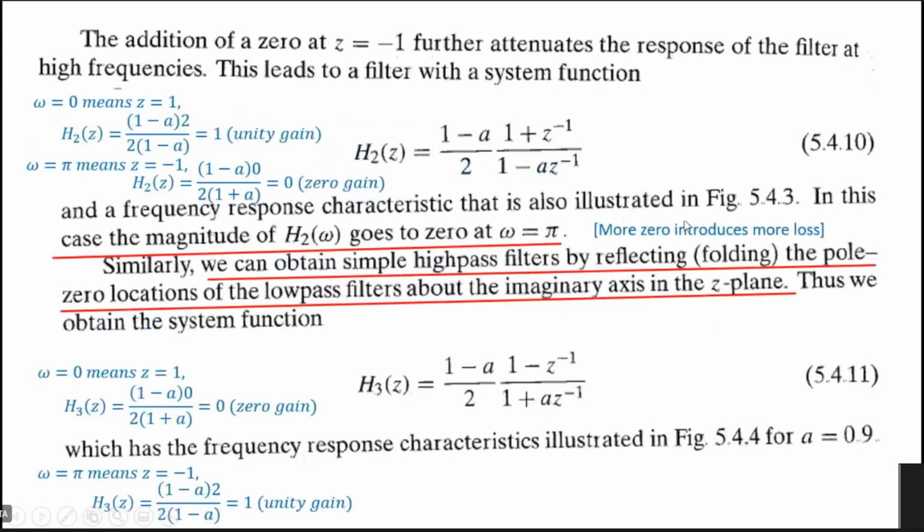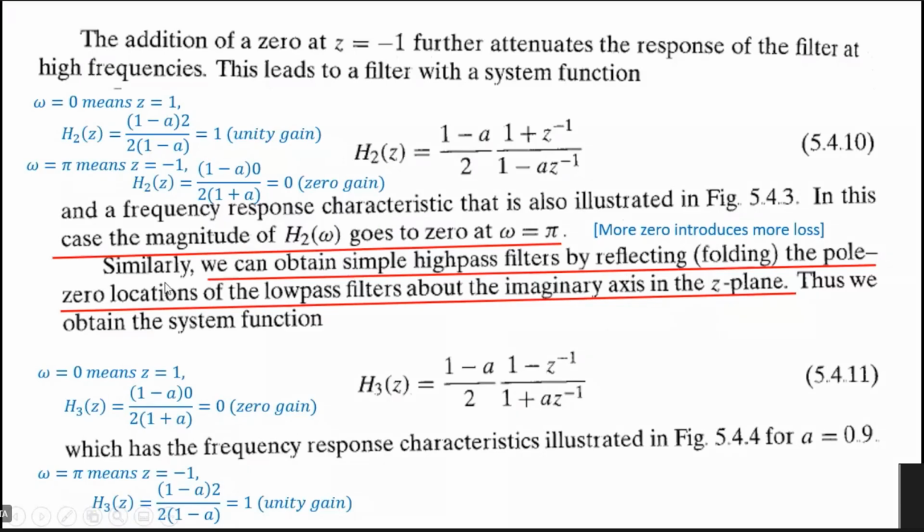So this is the role: if you add zeros or poles to a transfer function, then its behavior is changed or modified. I have written here that more zeros introduce more loss. This is because a zero makes the function's amplitude low or very low, or 0. Now consider one transfer function, that is the transfer function of a high pass filter.